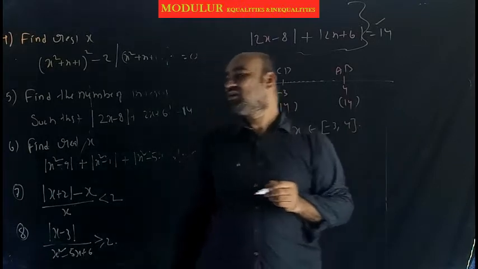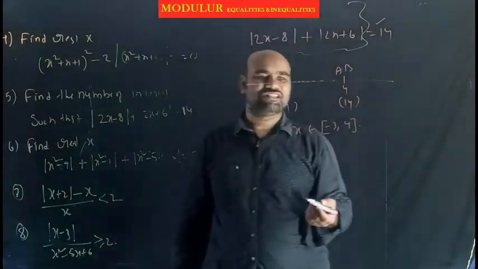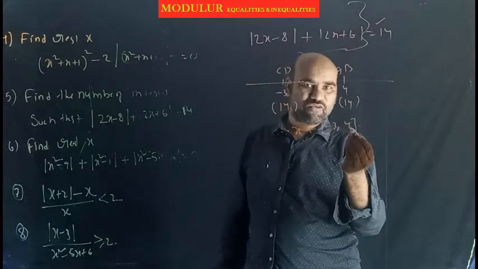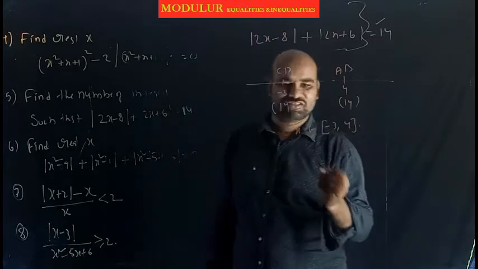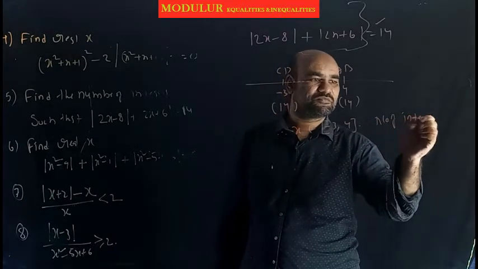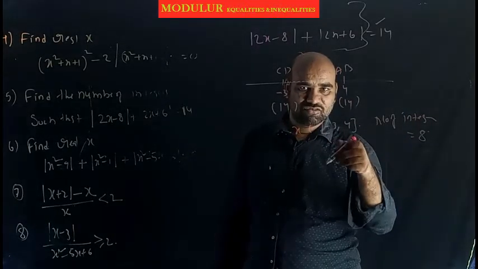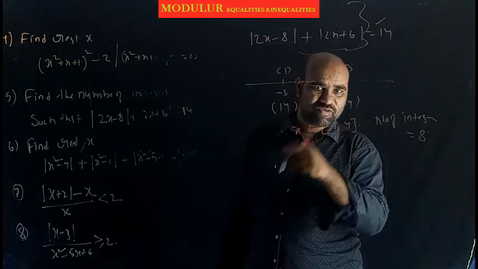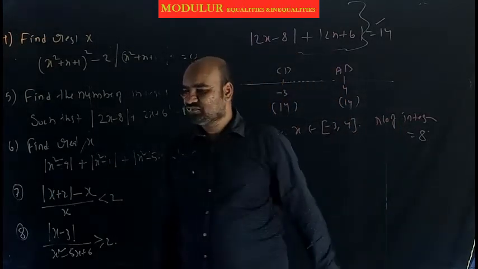The question is, how many integers are there? Means you want to identify how many integers are there. 0 to 4, 5, including 0. This side, 3. 5 plus 3, total 8. Number of integers equal to 8. Understood? 0 to 4, 5, including 0. This side minus 1, minus 2, minus 3, 3. Total 8 integral solutions are there for this problem.